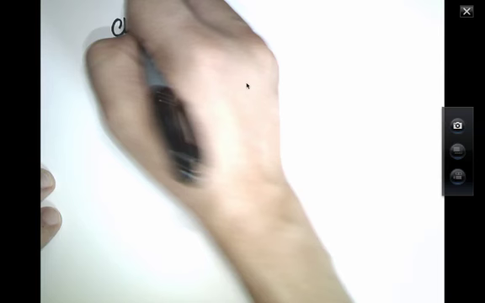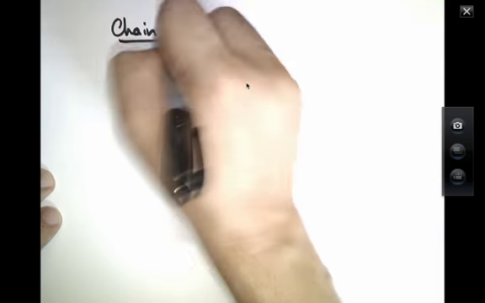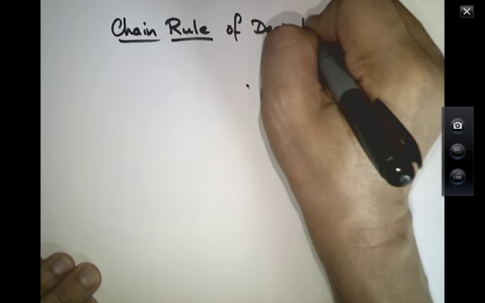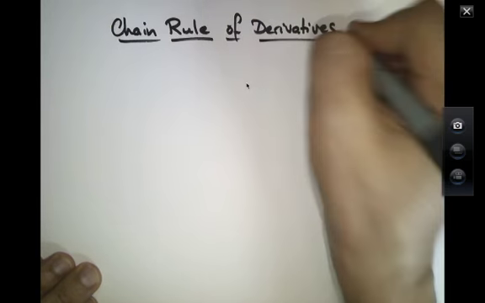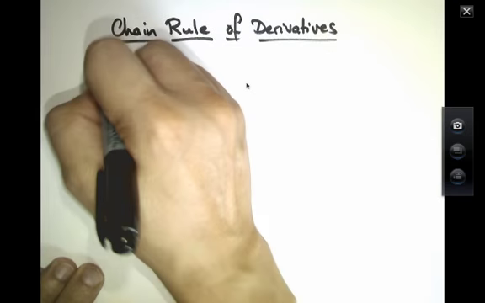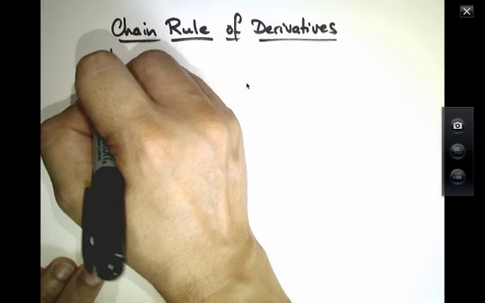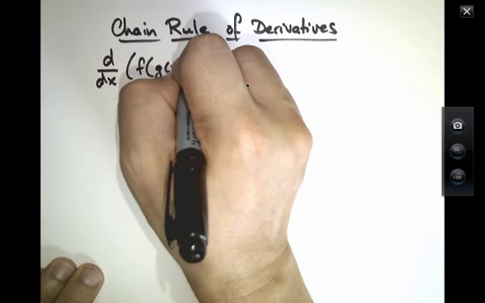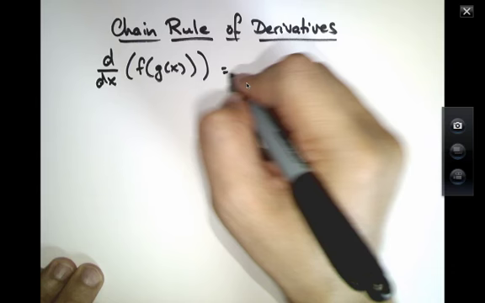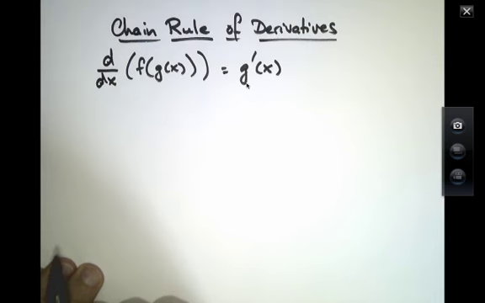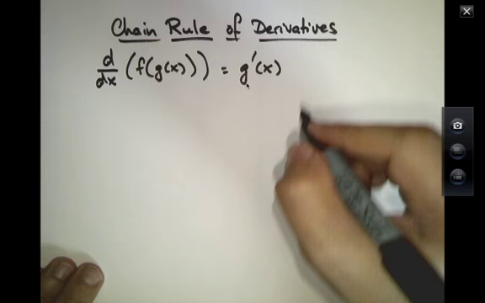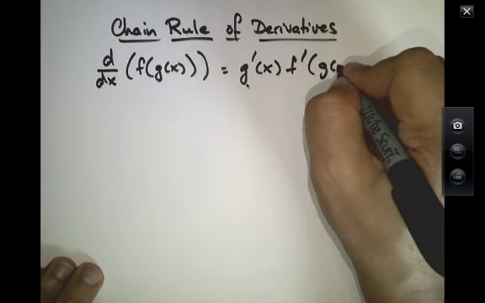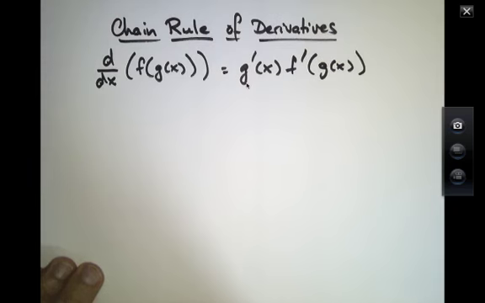There's also something called the chain rule for derivatives. And that is that the derivative of a function of another function of x is equal to the derivative of that inside function at x times the derivative of the original function still evaluated at g of x.